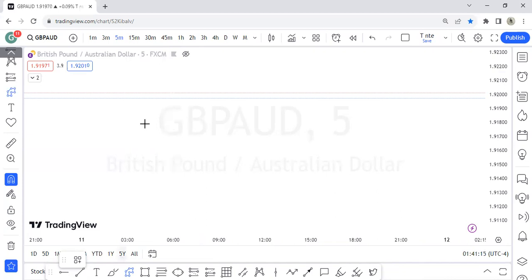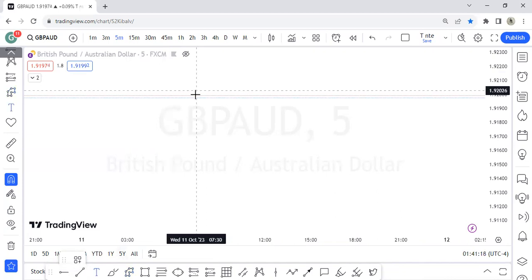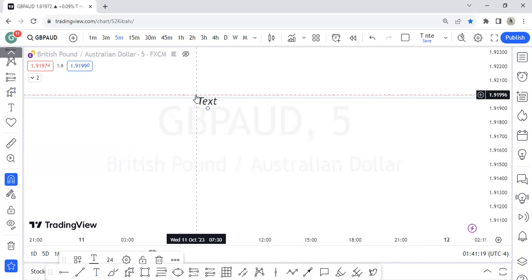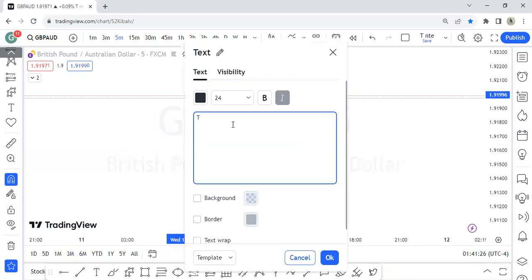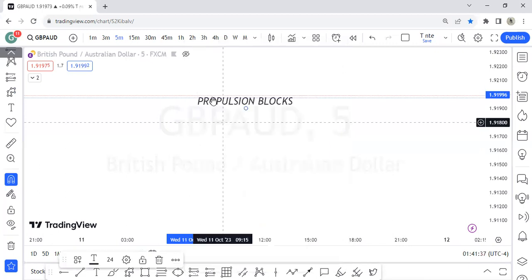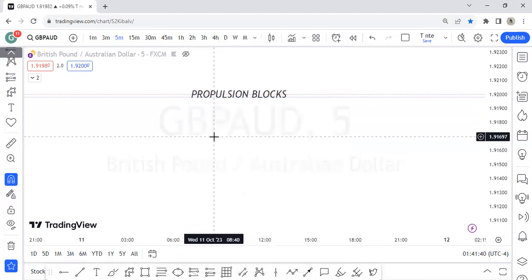Now let's talk about propulsion blocks. I learned this from the Inner Circle Trader, ICT, so credit to ICT. Before we go over to the main topic, let's talk about some propulsion blocks. Propulsion blocks are similar to order blocks. I want to use a moment to talk about them.